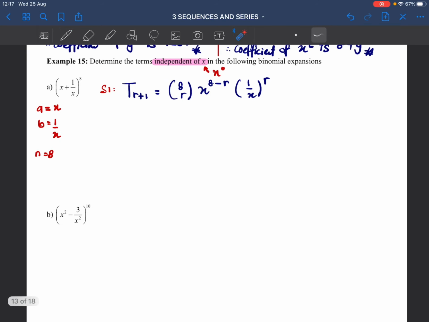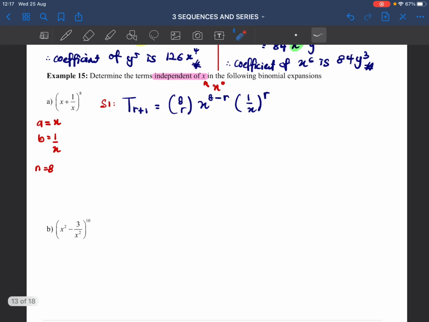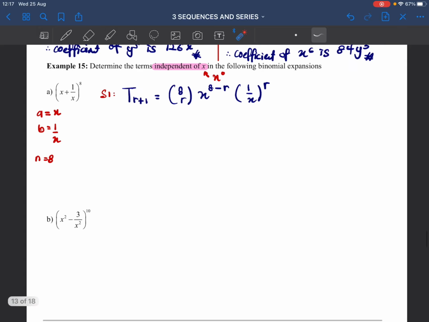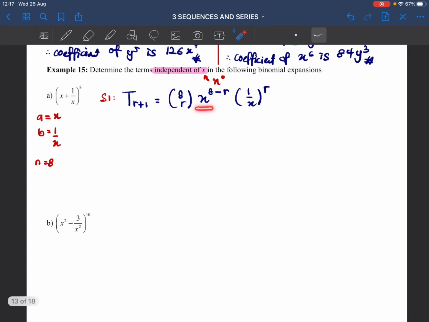Okay, so next, first, as I said before, here you have to make the coefficient that you have to find in a single form. As you can see, you have x here, you have 1 over x here. So we have to simplify first, because if you want to compare, your base must be single. So you have to simplify first.